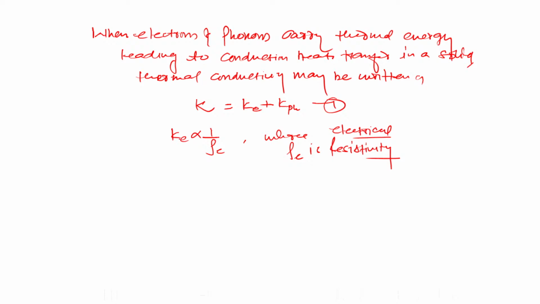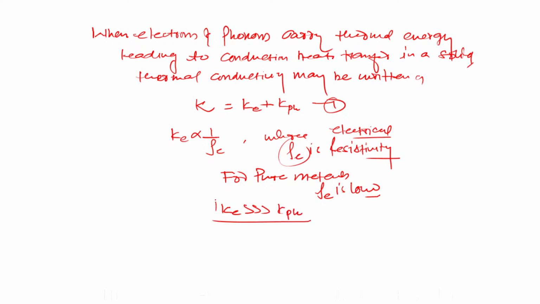And for pure metals, rho_e is low. For pure metals, resistivity is very low. It means if resistivity is low, K_e is much higher than K_ph. So which is dominating here? Most of the heat transfer in pure metals is due to the flow of free electrons.